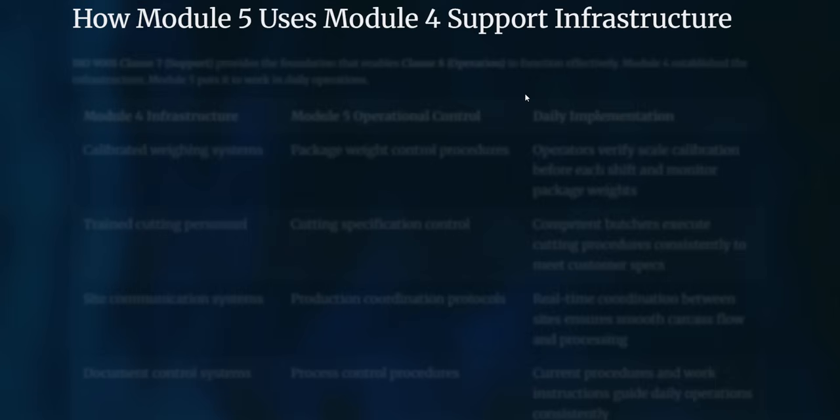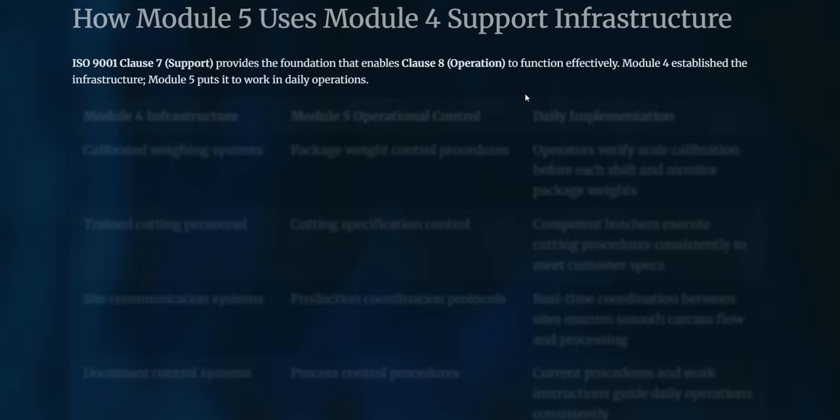How Module 5 uses Module 4 to support infrastructure. ISO 9001 Clause 7 support provides the foundation that enables Clause 8 operation here to function effectively. So Module 5 establishes the infrastructure and Module 4 puts it to work in daily operations.